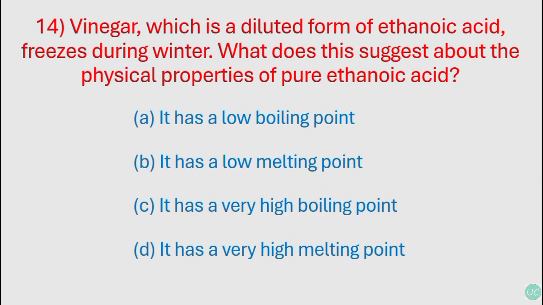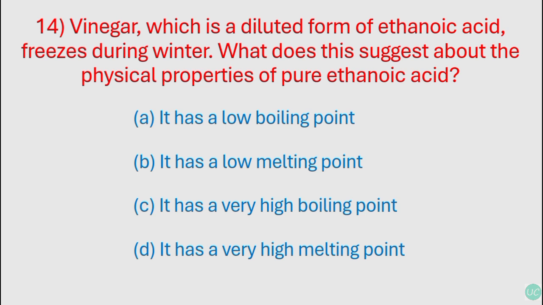Next question is, vinegar, which is a diluted form of ethanoic acid, freezes during winter. What does this suggest about the physical properties of pure ethanoic acid? Now vinegar is the diluted form of ethanoic acid, around a 5 to 8% solution, and pure ethanoic acid doesn't have water. Vinegar freezes around 15-16 degrees Celsius in winter, and pure ethanoic acid freezes around 0 or -1 degree Celsius.